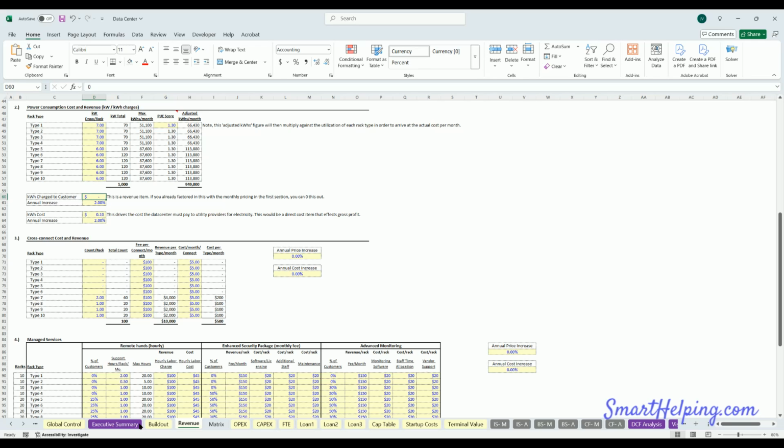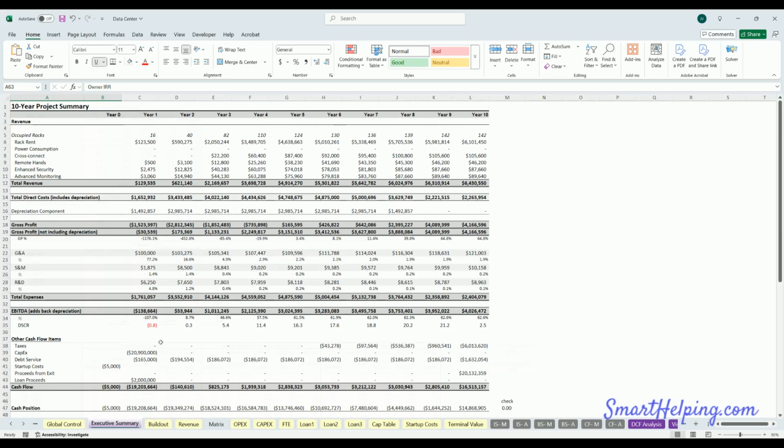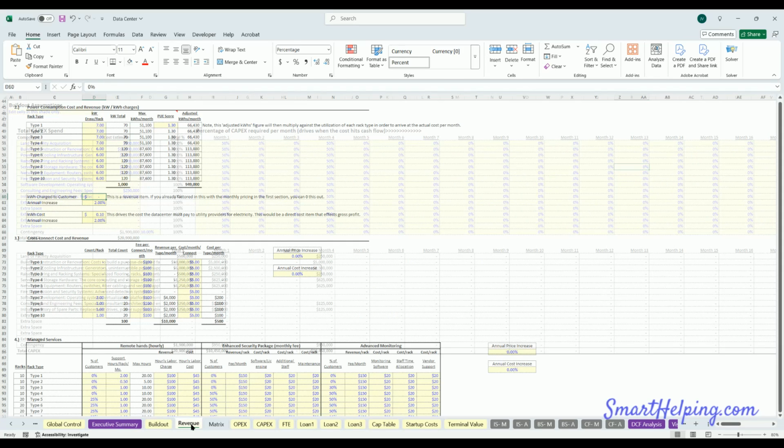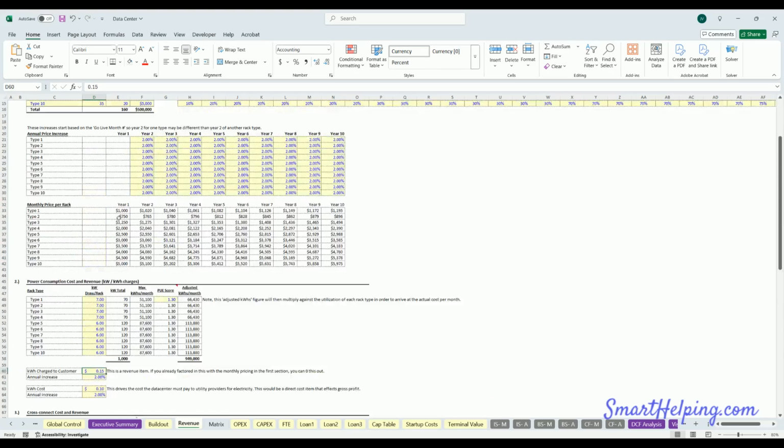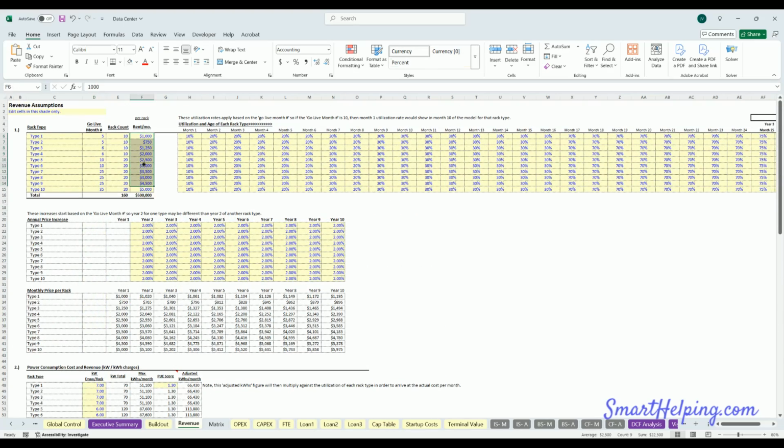Now, if you zeroed that out, you can see on the executive summary, there's now no power consumption revenue line. But there will be a direct cost still related to that power, because as you know, you're still getting charged an electricity bill by utility companies. So you're going to want to have this number in here, even if you don't have revenue, even if you're not breaking it out for each customer, you might be including it in this total amount up here, which is fine.